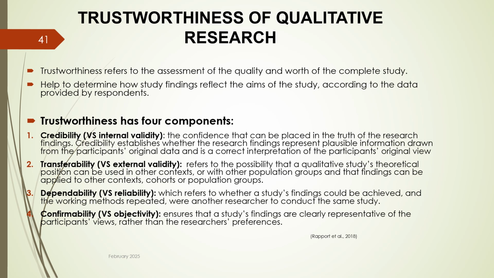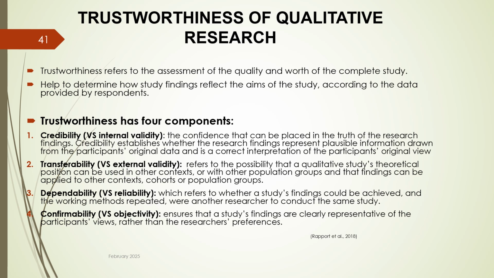We'll start with the first one, which is called credibility. Credibility, from its name, is the confidence that can be placed in the truth of the research findings. So credibility establishes whether the research findings represent plausible information drawn from the participants' original data and are correct. So we talk about correct interpretation of the participants' original view. So what does that mean? Credibility means how confident the researcher is in the truth of the research study findings.